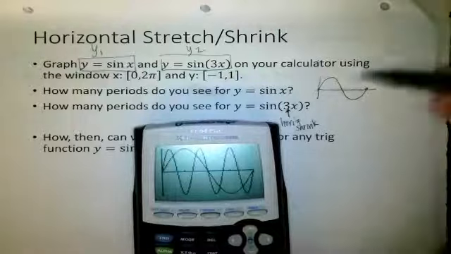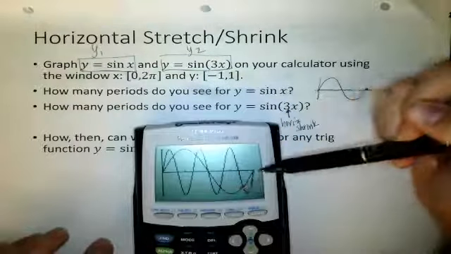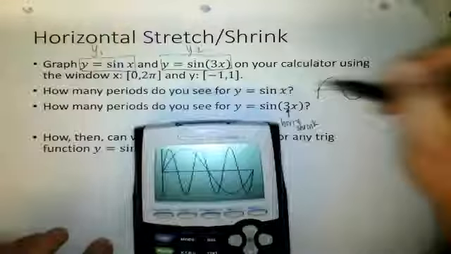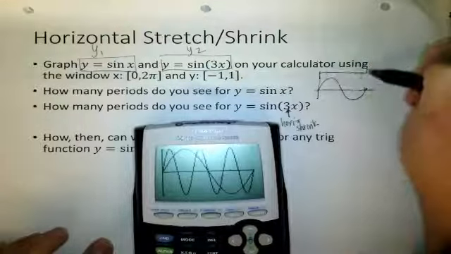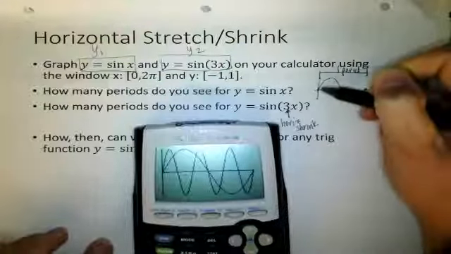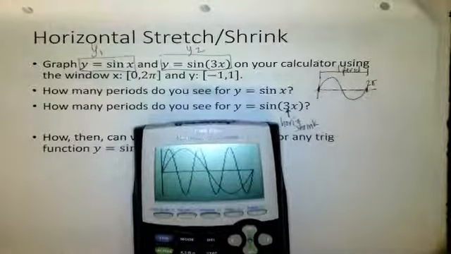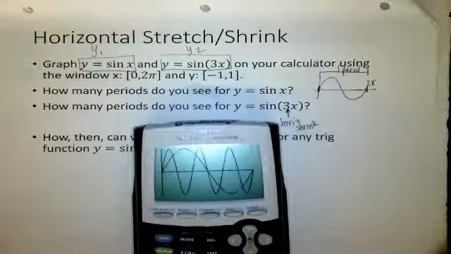So then the question is, how many periods do we see for the original function? 1 period for the original function. So that was 1 period. And it happened between 0 and 2 pi. So that original function had 1 cycle in the length of 2 pi.